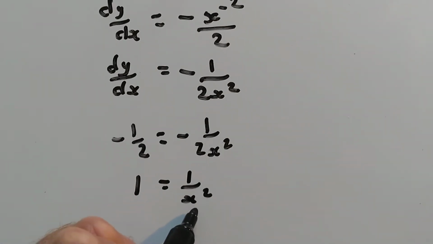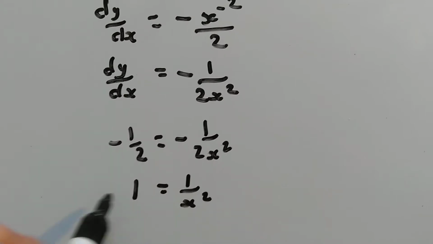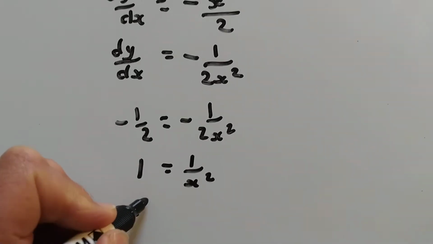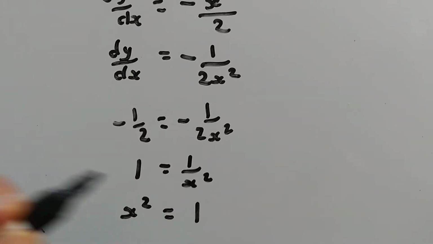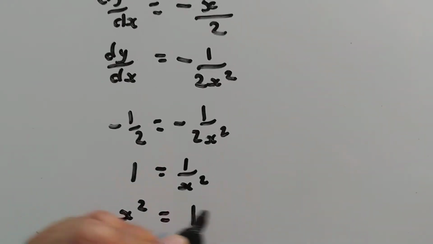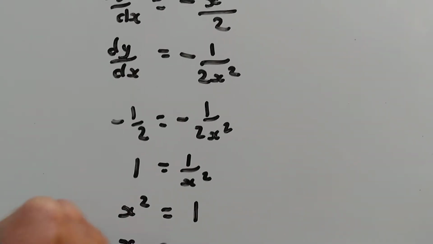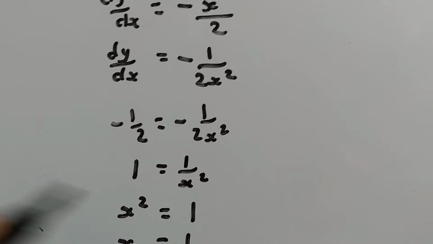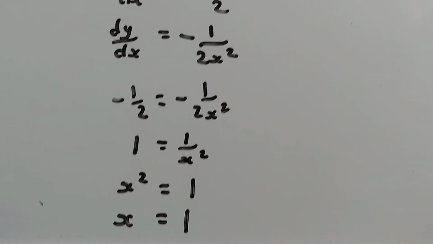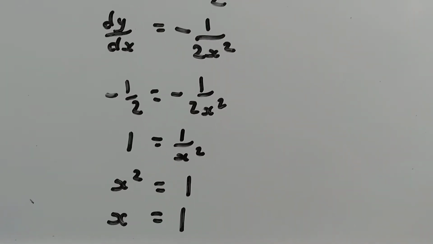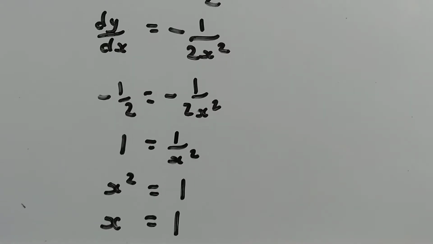Again, I've still got a fraction here with my x squared underneath, so I'm going to multiply both sides by x squared. x squared equals 1. And then what most people do here is to say, so square root both sides, the square root of 1 is just 1. We're looking for the value x equals 1.